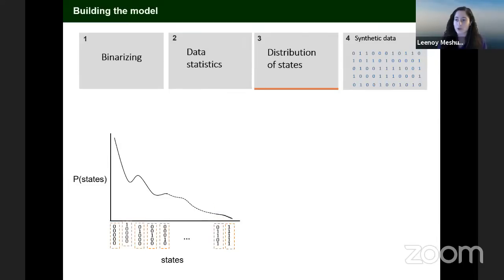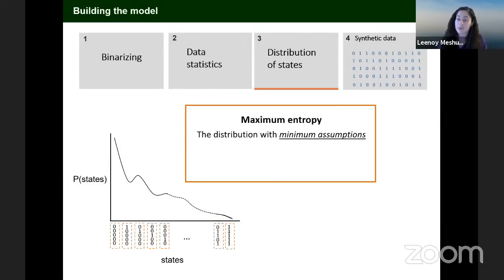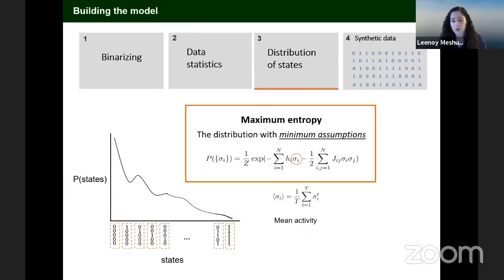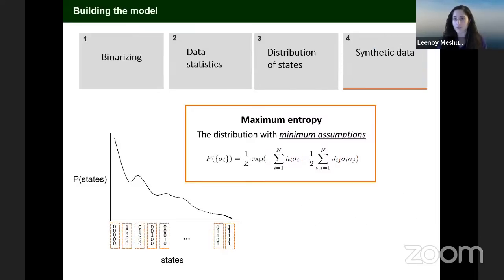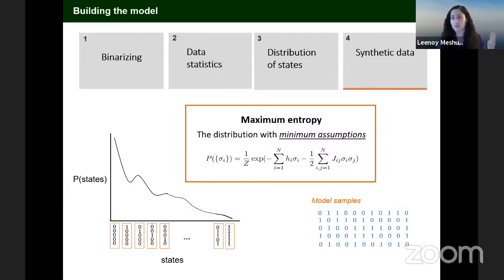This Ising model with competing interactions is the maximum entropy model for the system, which is to say the distribution with the minimum number of assumptions other than the two constraints that we put in. So we're going to put in the mean activity and the pairwise correlations, infer the H's and J's, and obtain this probability distribution, which is to say a number for every configuration. Once we have a number for every configuration, we can sample from the distribution. And now we can ask: I'm going to measure something on the samples from the data, and I'm going to measure the same thing on the samples from the model, and I'll compare them.